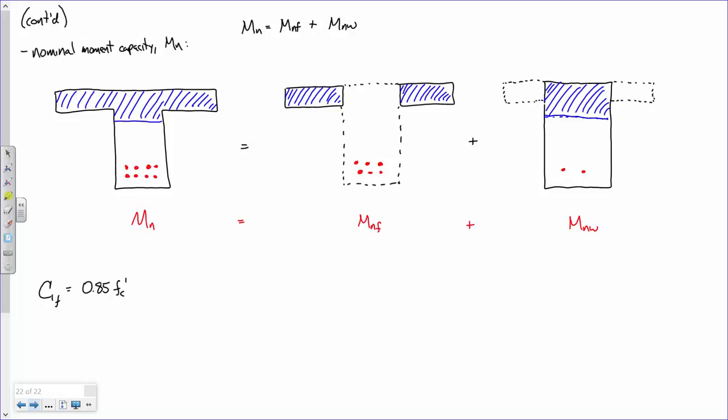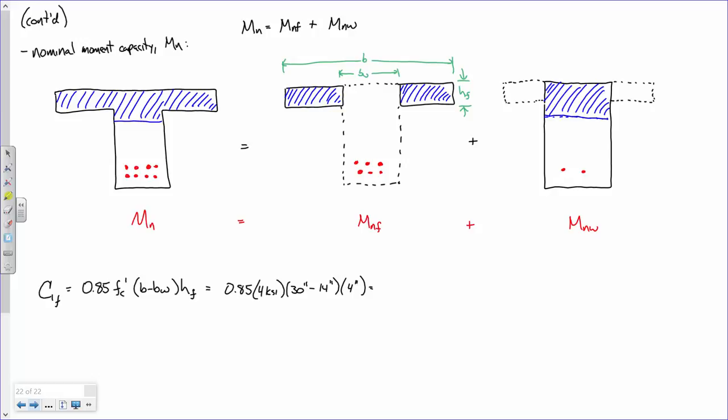Let me ask you this. What is this dimension right here? That's b, right? What is this dimension right here? And what is this dimension right here? h sub f. How about this? Would you agree that the area of these two rectangles together is, would you agree with that? So let's calculate that out. 0.85 f'c, so that's 4 ksi. Now what's b and bw? So 30 minus 14 times, and what's the flange height? 40. So that's C sub f.